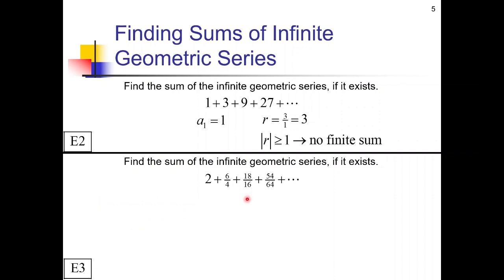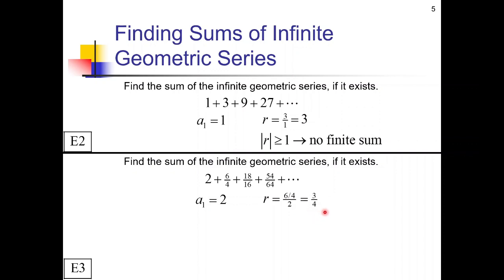Pause the video and try this one out. All right, so our a1 this time around is 2. The r value I can get by doing really any term divided by the preceding term. So maybe 6 over 4 divided by 2. Now 6 over 4 is really 3 over 2, and if I divide that by 2, I'm really multiplying by 1 over 2. 3 halves times 1 half is 3/4.